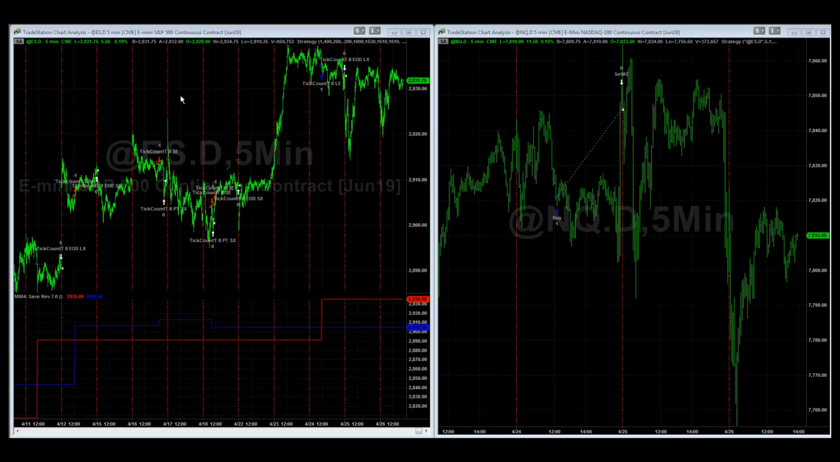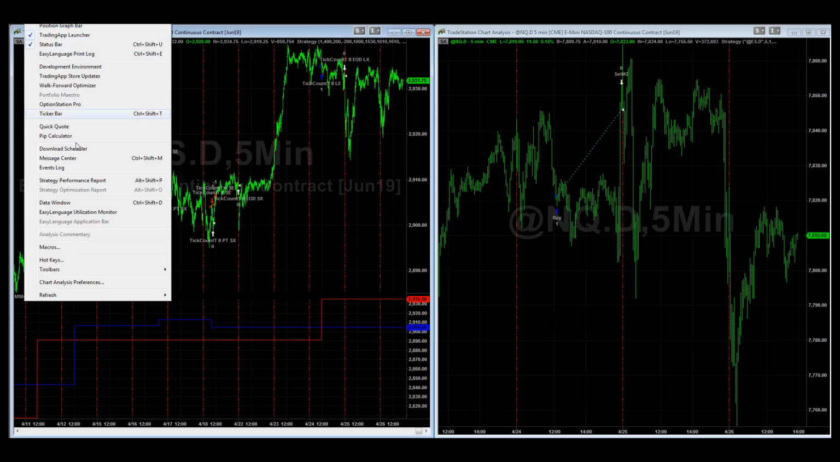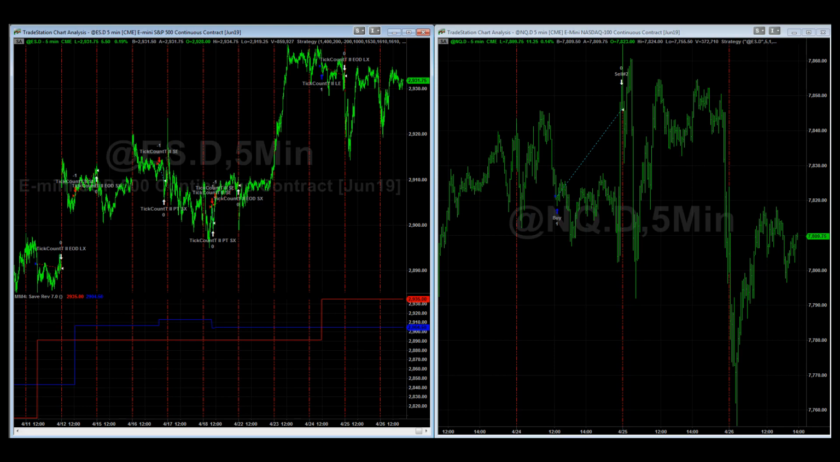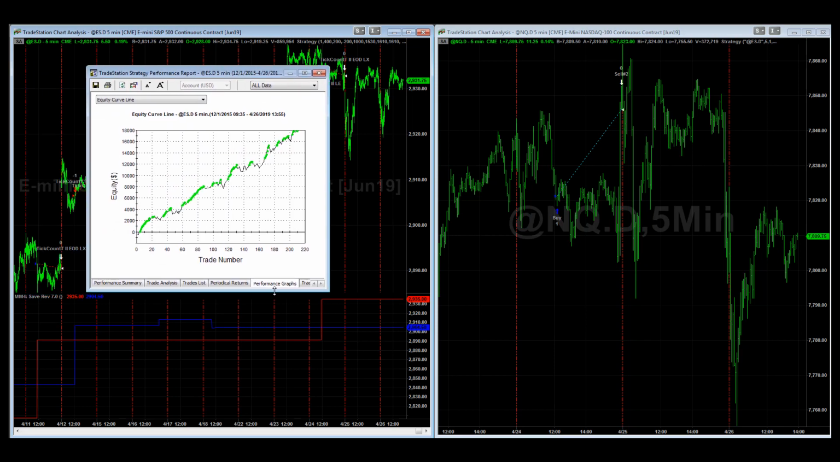Tick Count Trend 2, new application, brand new with the money management algorithms. You're going to like this. If we take a look at Tick Count Trend 2, E-mini S&P, what we talked about earlier in the week, here is the equity curve.